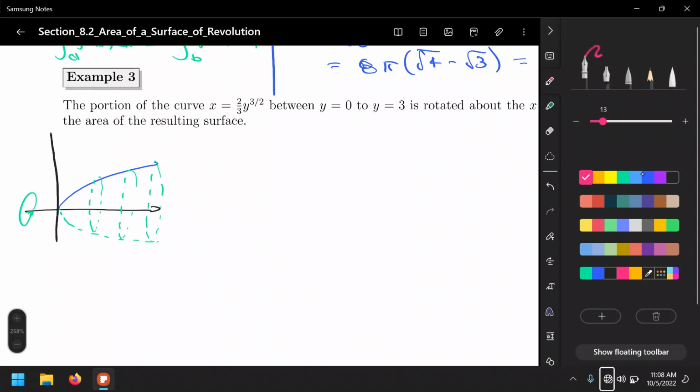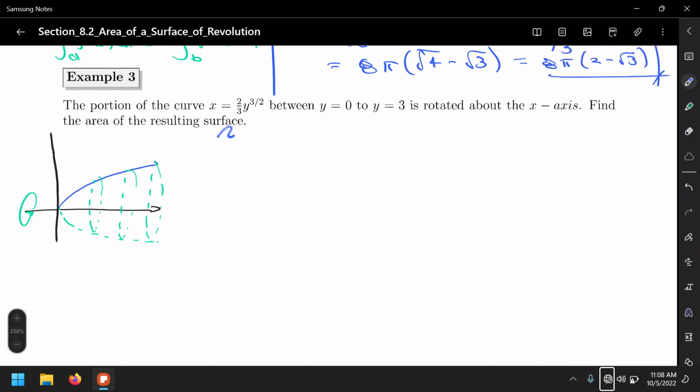In this case, number 1, let's write down a formula for the surface area in terms of y. So that's 2 pi still, integral from c to d, not from a to b. And this r of x will become r of y, times the square root of 1 plus the derivative of the function of y squared, with respect to y. Alright, so let's define how we're going to set up the integral.